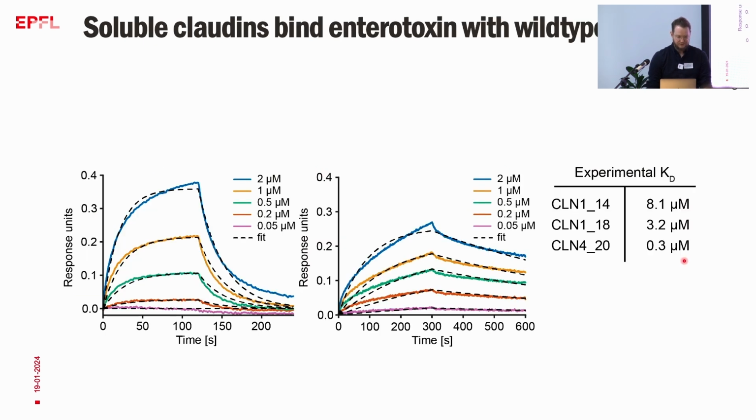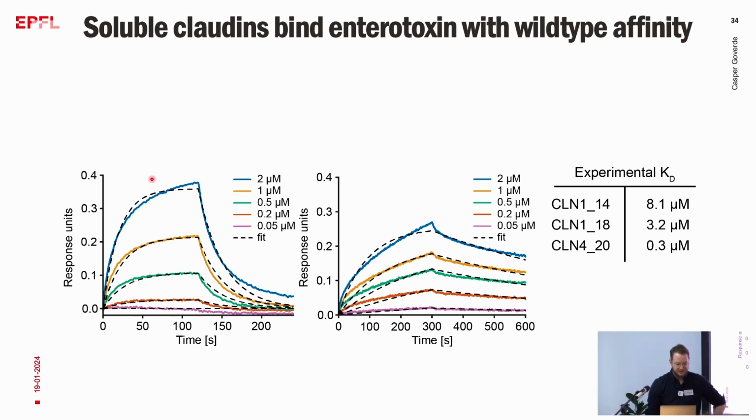And finally, we do our SPR experiment, and we do indeed find that these designs now start binding enterotoxin. But not only do they bind enterotoxin, when we fit our KDs to this, I know this is a horrible fit, we find that the affinity actually is similar to wild-type affinity claudins. So this was pretty exciting to us. Yeah, these fits look horrible.